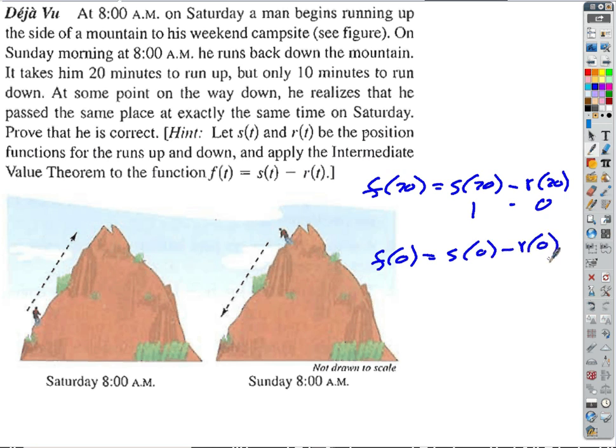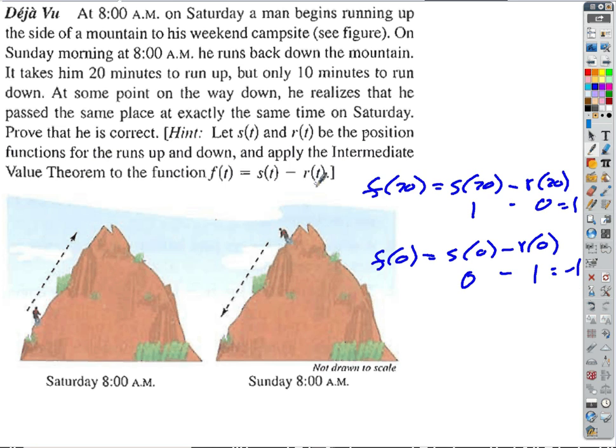So on Saturday, at time 0, we're at the trailhead, right? On Sunday, we're 1 mile away from the trailhead. So we get an answer of +1 at f of 20, and f of 0 is going to be -1, right? Well, what would be the value of f when the guy passes by the same location at the same time? 0, right? Because that's when S and R are going to be equal.